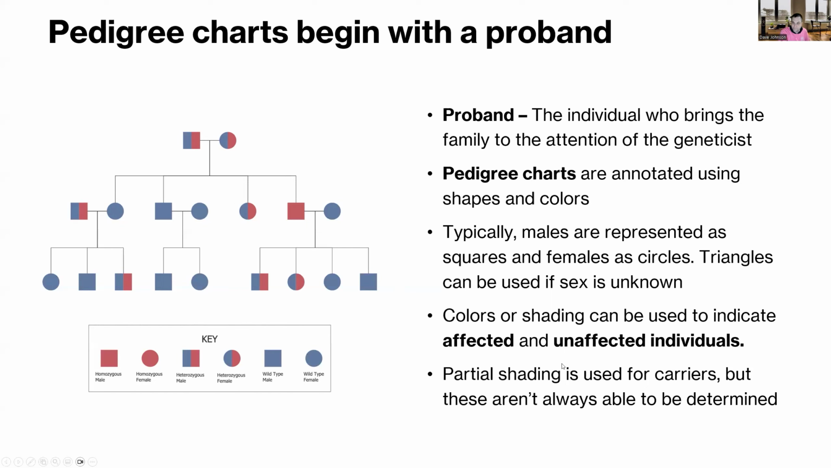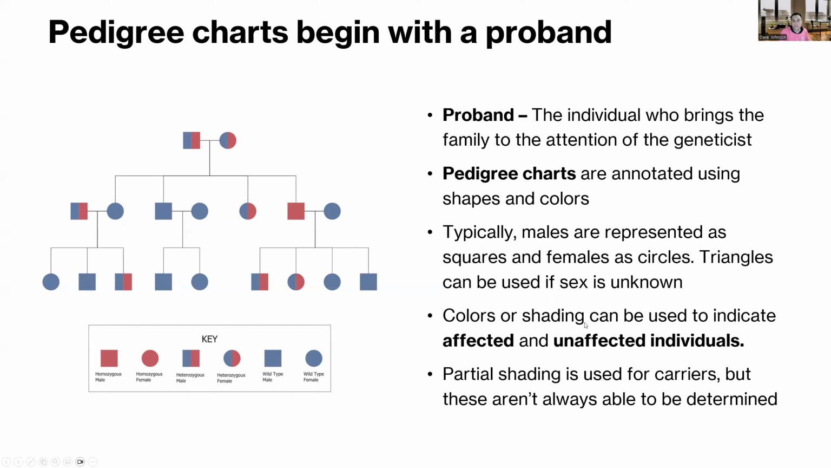We also use partial shading when somebody's a carrier, so a heterozygote, but because of the different types of dominance we see with respect to these alleles, we might not know that somebody's a carrier. So we might have them listed as unaffected, but not know that they're a carrier for it because we just don't know, because perhaps the disease allele is recessive. So sometimes we don't have all the information.